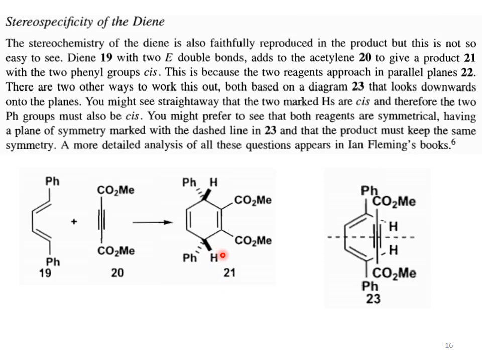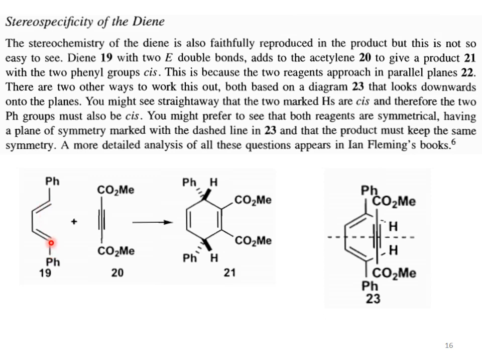You might see straightaway that the two marked hydrogens are cis, and therefore, as this one is pointed downward and this one is pointed upward, the two hydrogens are cis, and therefore the two Ph groups must also be cis. You might prefer to see that both reagents are symmetrical, having a plane of symmetry. That's another point. The diene and the dienophile are symmetrical.